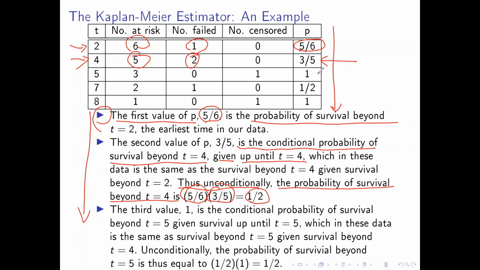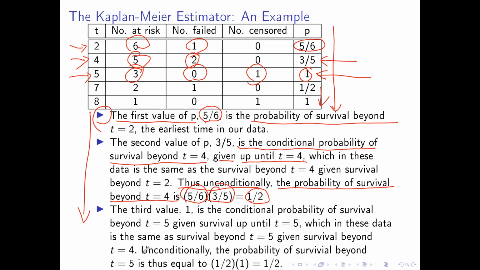Why is the conditional probability of survival on the third row 1? Because on day 5, the number at risk is 3. How many failed? 0. How many got censored? 1. So no one failed, all survived. One case got censored, but still survived. So the conditional probability of survival on that day is 1, and so on. We can continue.